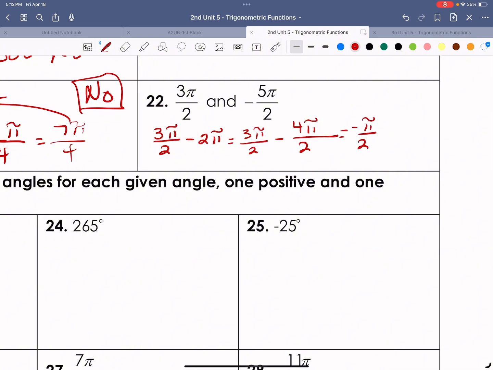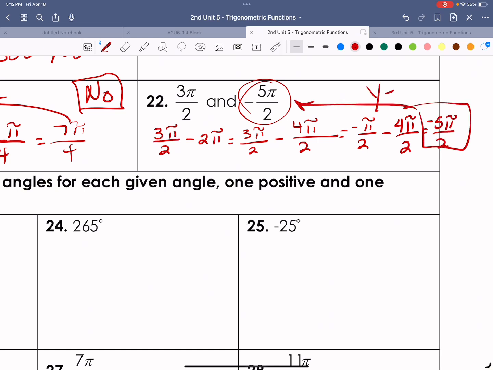Well, I might still be able to go again because this is just larger. So I'm going to subtract, and let me just go ahead and put it over 2. So that's going to be 4 pi over 2 again. Negative pi over 2 minus 4 pi over 2 is equal to negative 5 pi over 2, and that does match this. So the answer is yes.